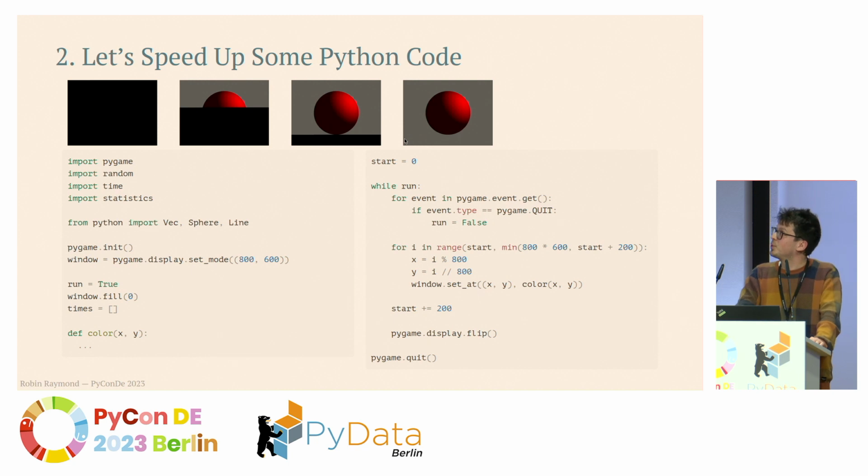Cool. So this takes us to the second part. Let's speed up some Python code. I wanted to do something visual so that we have something to see. So it was either Mandelbrot or a ray tracer. I decided to go with the ray tracing this time.